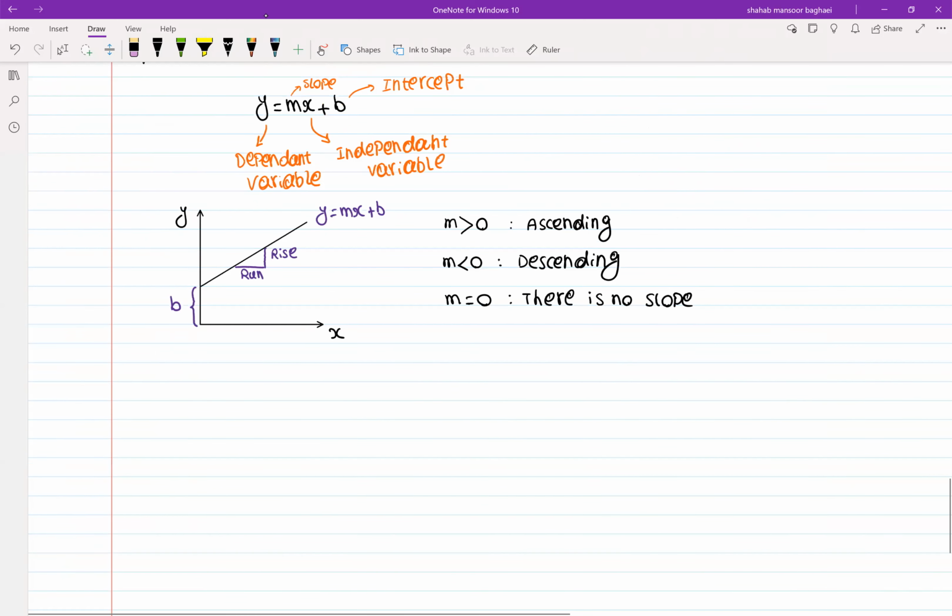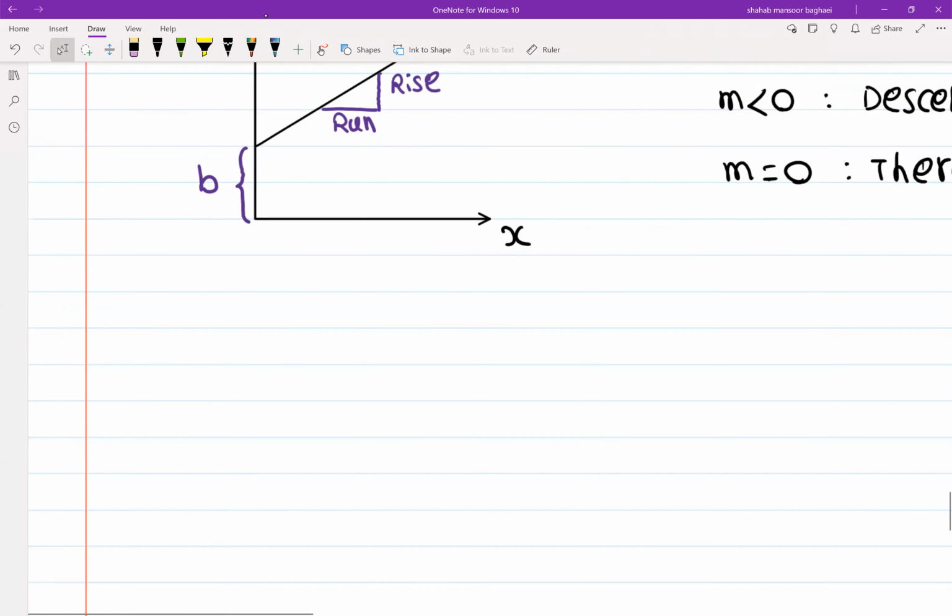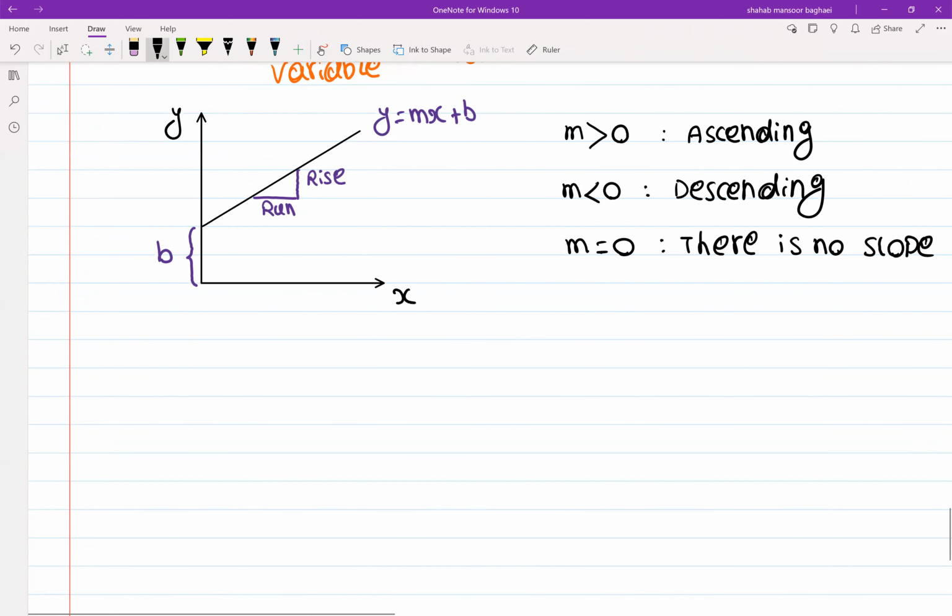Now, let's switch to physics. In physics, you can have this comparison. Okay, in mathematics, we have y equal to mx plus b. But what do I have in physics? I have the v equation or velocity equation. What is the velocity equation? That's v equal to at plus v0.